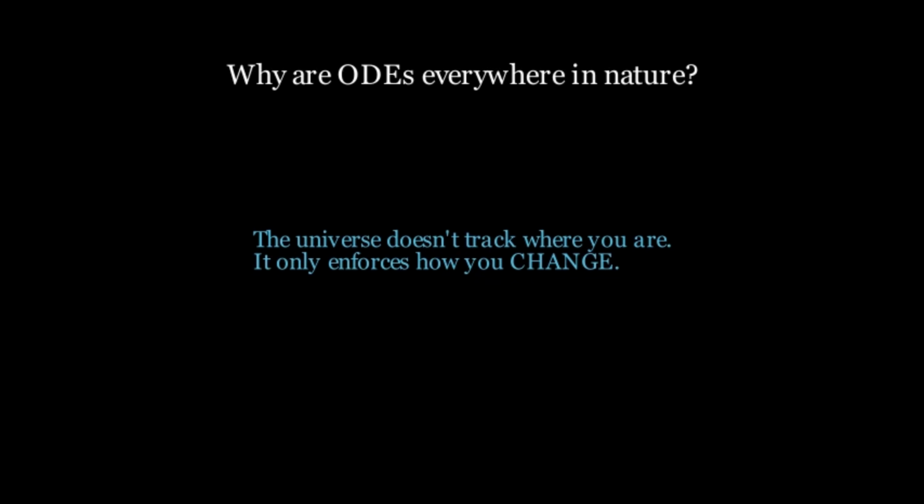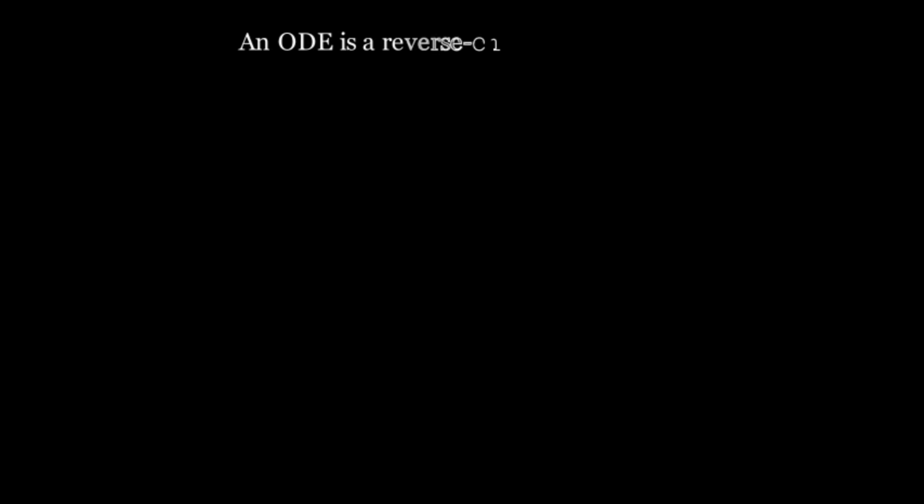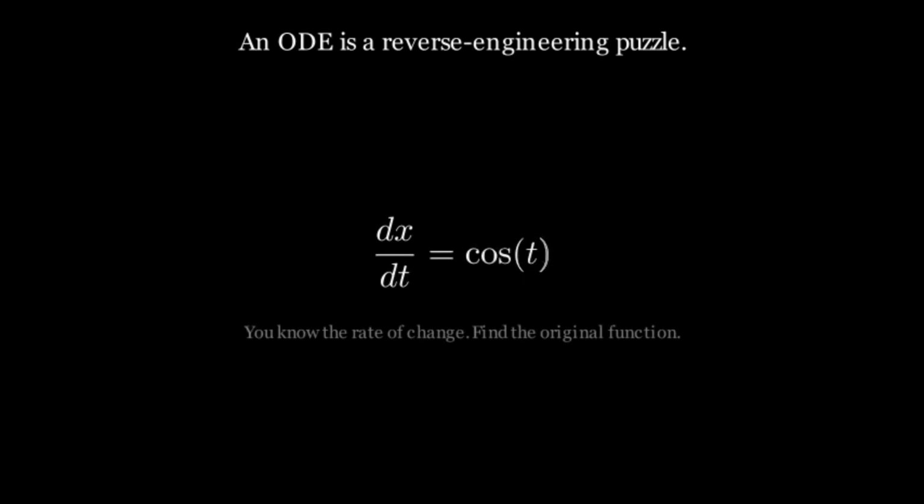So basically, the universe doesn't track where you are, it only enforces how you change. So whether it's dropping a ball on the ground or a train on a high-speed rail, what is always important is the rate of change, and that basically is the definition of a derivative. So an ODE is often a reverse engineering puzzle. You have the derivative, so the rate of change, and you want to find the initial function.